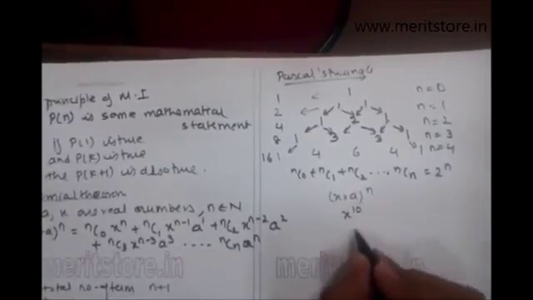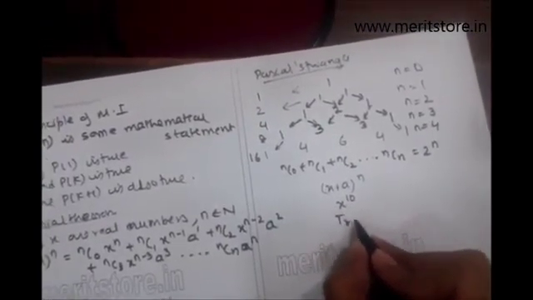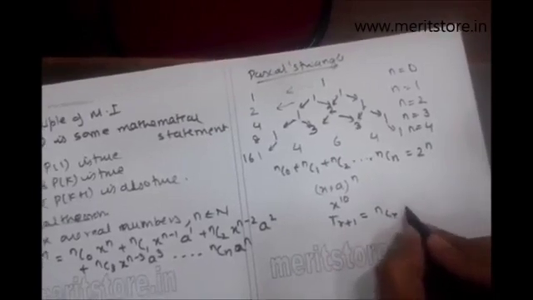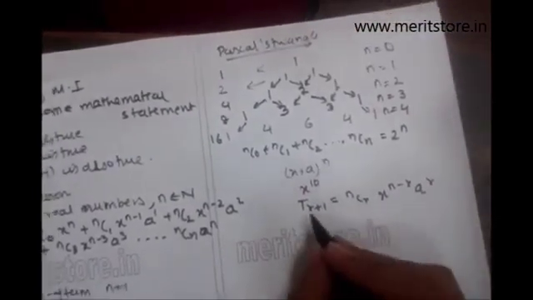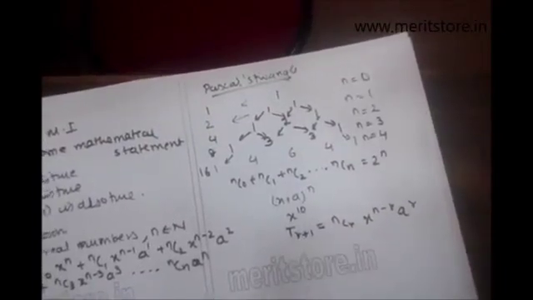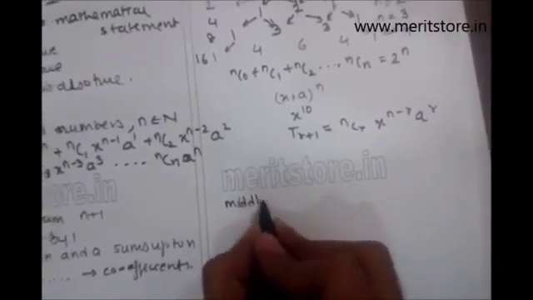So how do I solve questions like these? For questions like these, there's a general formula. The formula says T R plus 1 equals NCR x raised to n minus r a raised to r, where R is the term that has been asked to find. For example, x raised to 10, so your R here is 10. Same way, if they ask me to find the middle term.